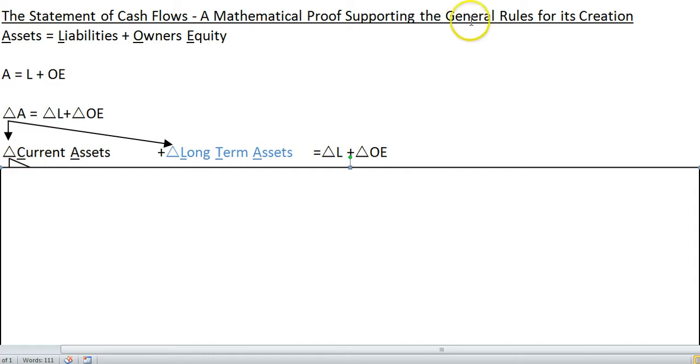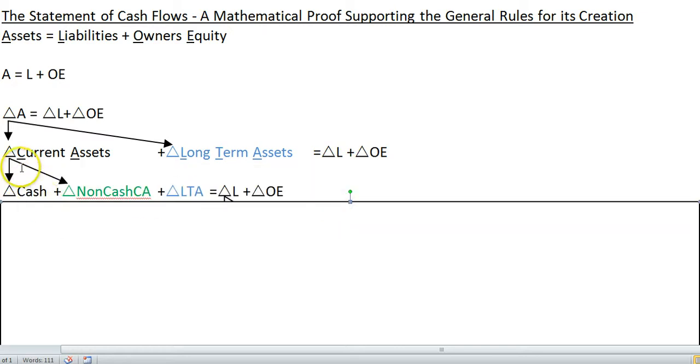Well, since we're trying to prove how cash changed, that's what the statement of cash flows does, we're going to break out current assets into cash, which is part of current assets, and then all other non-cash current assets. So let's take that down a little bit further. In other words, the change in current assets is explained by the change in cash plus the change in non-cash current assets plus these other long-term assets, which will be equal to the change in liabilities and owner's equity.